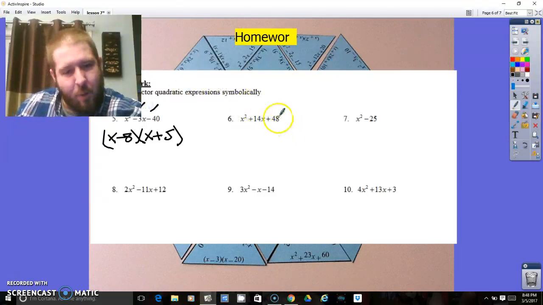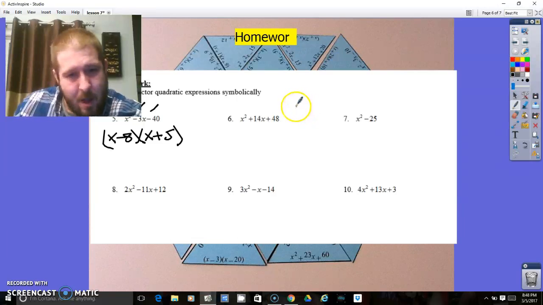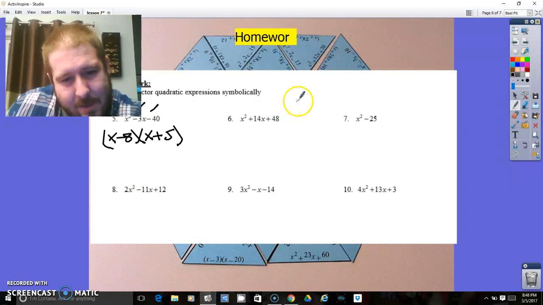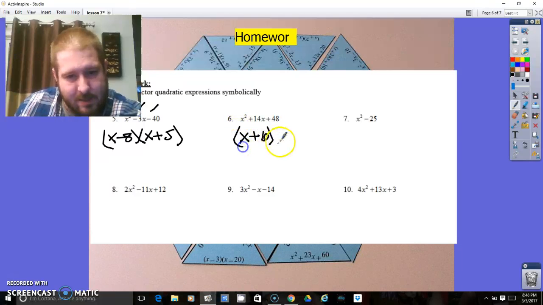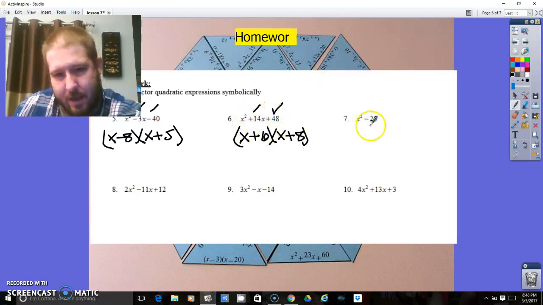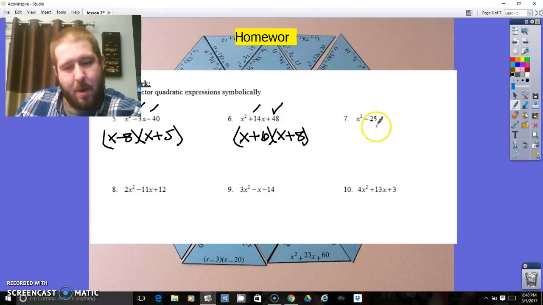Check, check. 48. Think about what gives you 48. 12 times 4. Okay, that's going to give you 16, though, so that's not it. Let's see. 10, 8, 6 times 8. Yep, that's it. X plus 6 and x plus 8. Multiply them, you do get 48, and add them together, you do get 14. Check.